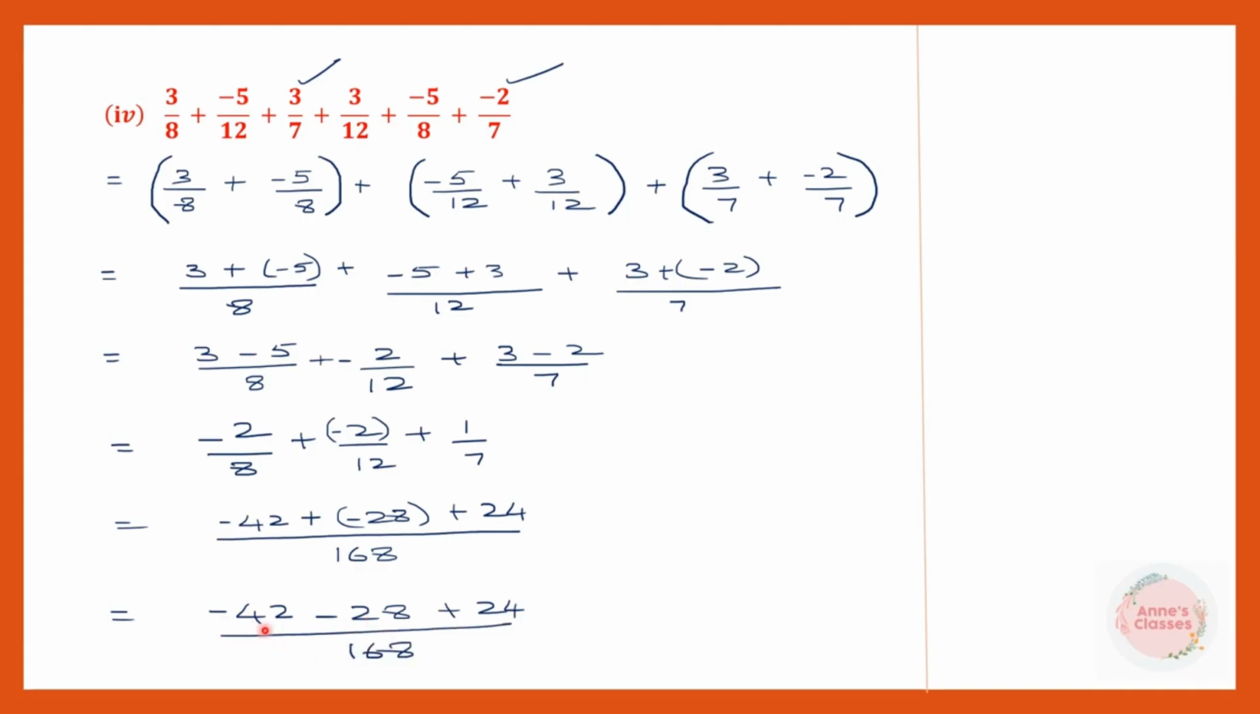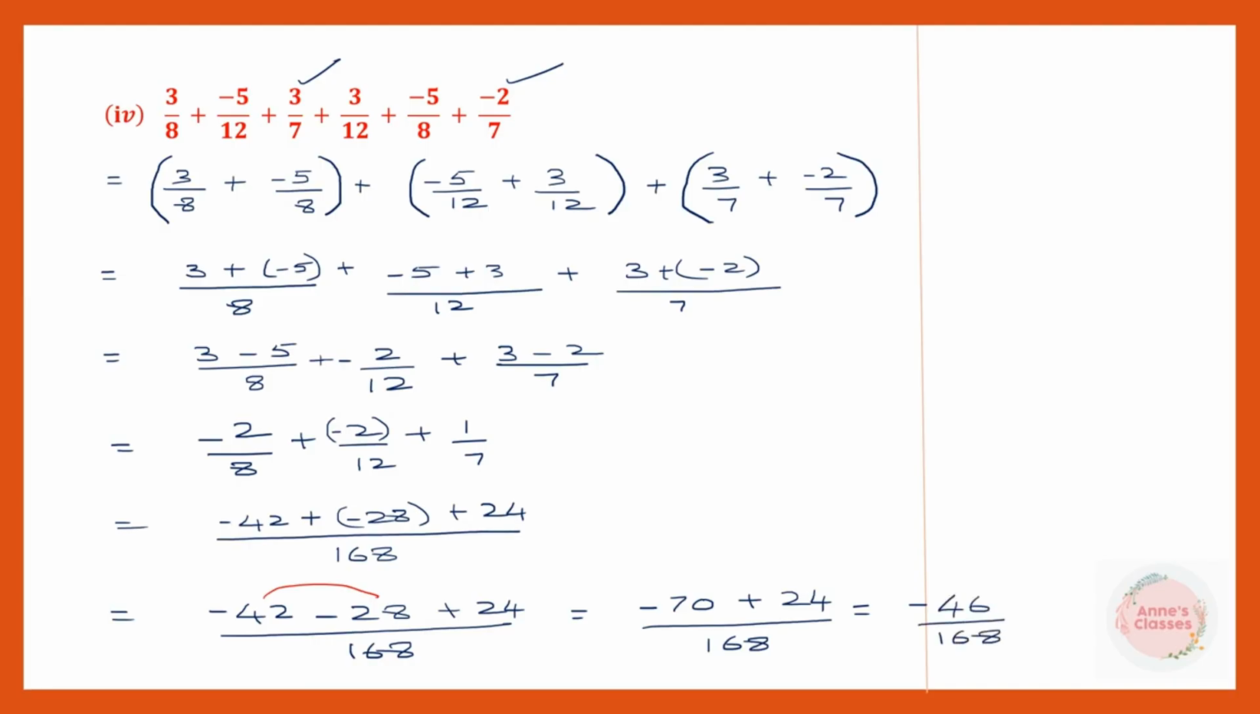So here we have numbers with the same sign, 2 minus signs, 1 plus sign. So let's work on these. When signs are the same, we put the same sign and we add. So this becomes minus, when you add 42 plus 28, you get 70 plus 24 by 168. Now minus 70 plus 24. Signs are different. Put the sign of the bigger number and subtract 70 minus 24. You get 46. So this is 46 by 168.